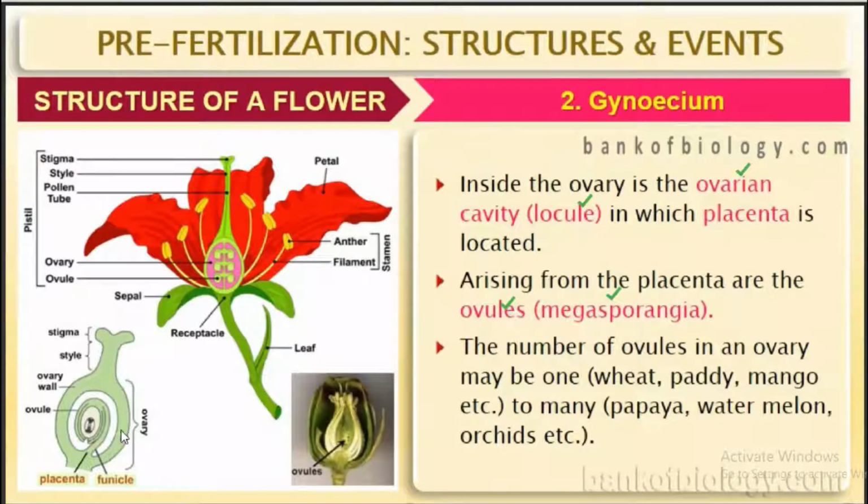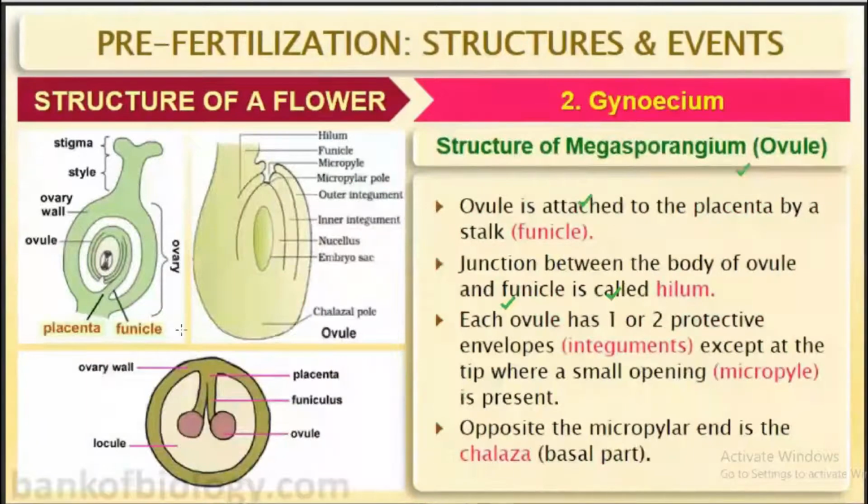Yes, what about the number of these ovules? In the case of wheat, paddy, mango, etc., there is only one ovule present. But in some plants, papaya, watermelon, orchids, etc., there are many ovules present. Then what about the structure of this ovule?